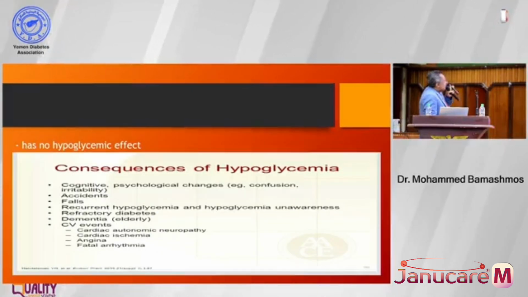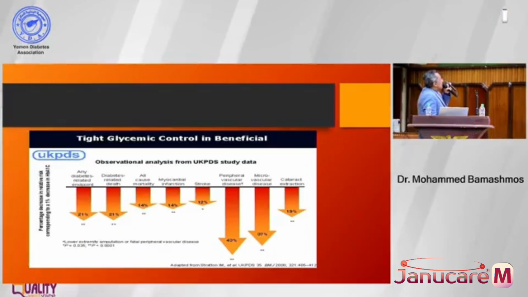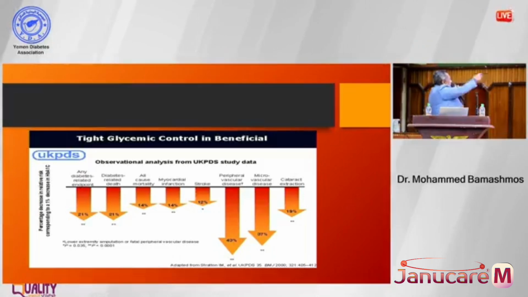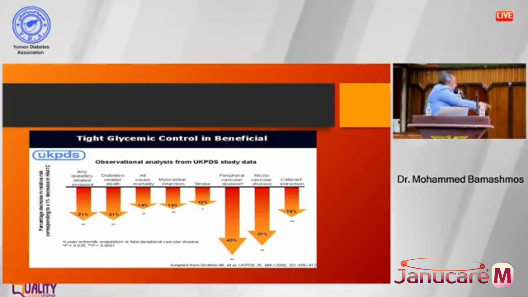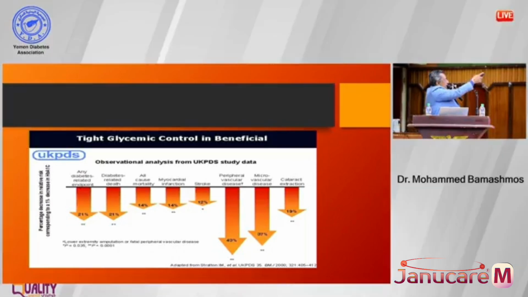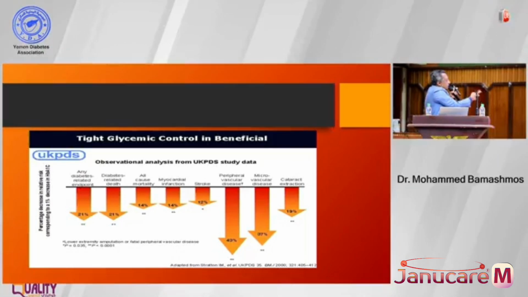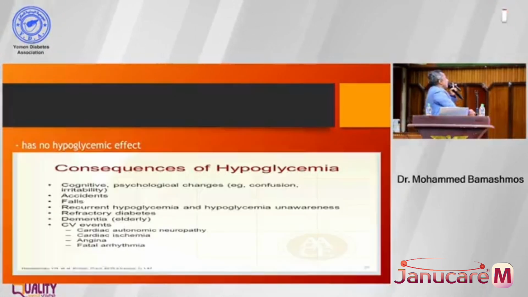You have to choose the drugs according to their glycemic efficacy, since any decrease in the A1C by 1 is associated with a decrease in diabetes-related endpoints by 21%: diabetes-related death by 21%, all-cause mortality by 14%, myocardial infarction by 14%, stroke by 12%, peripheral vascular disease by 43%, and microvascular complications by 37%.